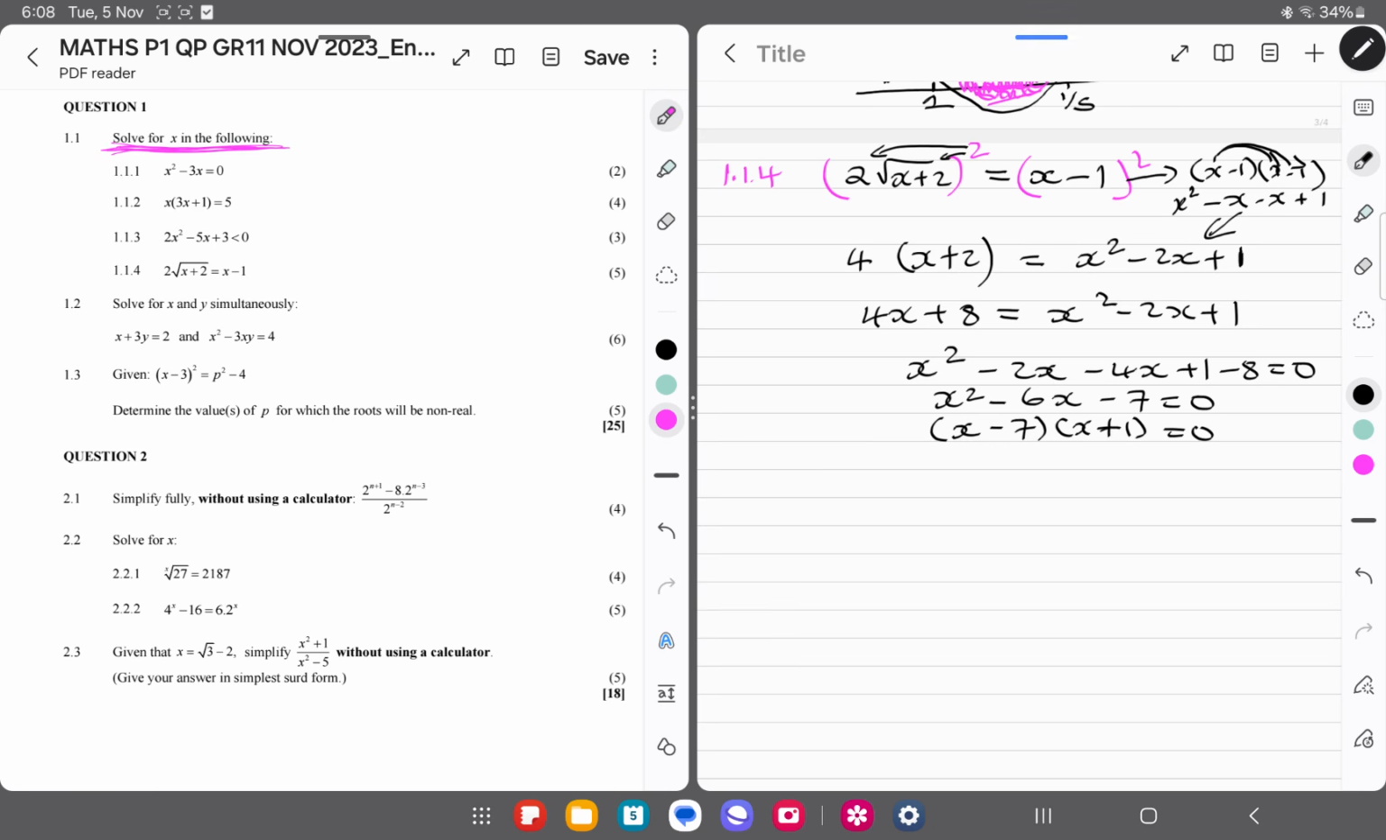Remember here, you are always welcome to use your quadratic formula if you don't want to do the step of factors again. Therefore, x minus 7 equals to 0, or x plus 1 equals to 0, x equals to 7, or x equals to negative 1.